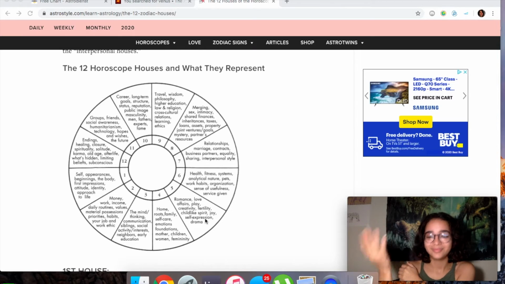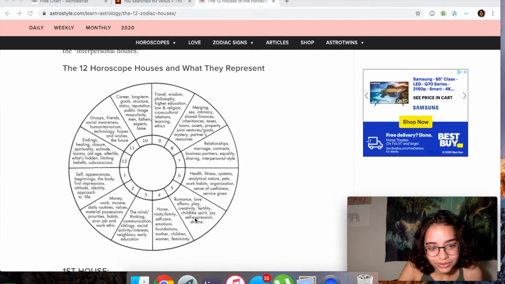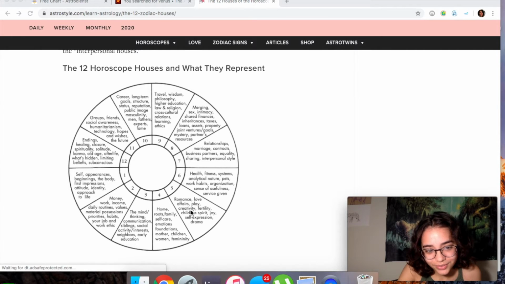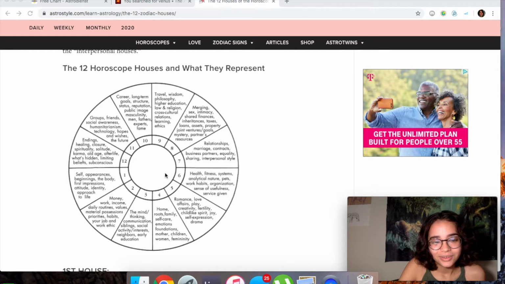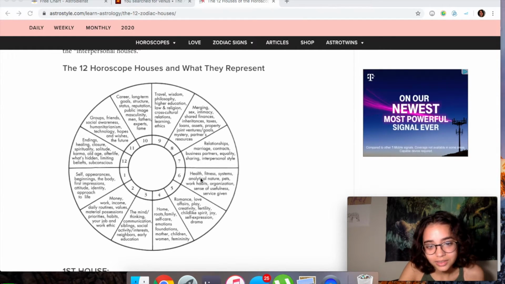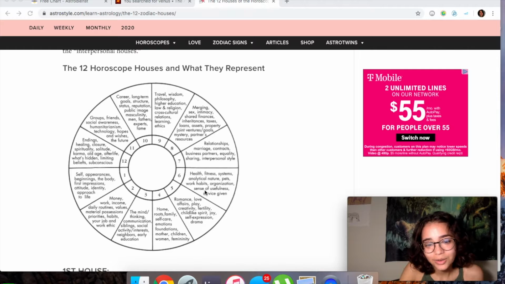Fifth sign, Leo, fire sign, very center of attention, very romantic, very childlike and high spirited. This house rules children. Your self-expression, childlike spirit, creativity, romance. Okay? Sixth house, health, fitness, systems, analytical nature, pets, work habits, organization, sense of usefulness, service given.